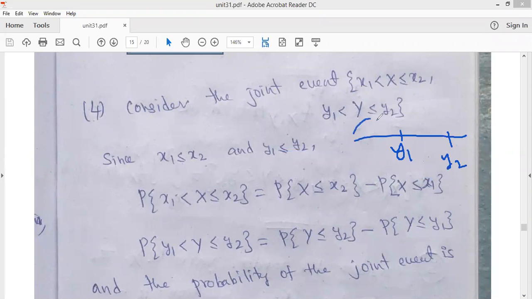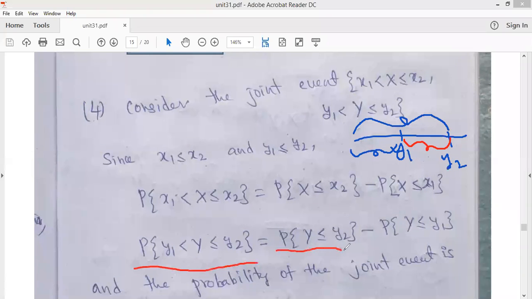How do you write the probability of this? The probability of y2 minus the probability of y1. It gives us the probability between y1 and y2. Yes or no? So the probability of y1 less than y less than or equal to y2 will be equal to the probability of y less than or equal to y2 minus the probability of y less than or equal to y1. Okay, like that we'll be obtaining.